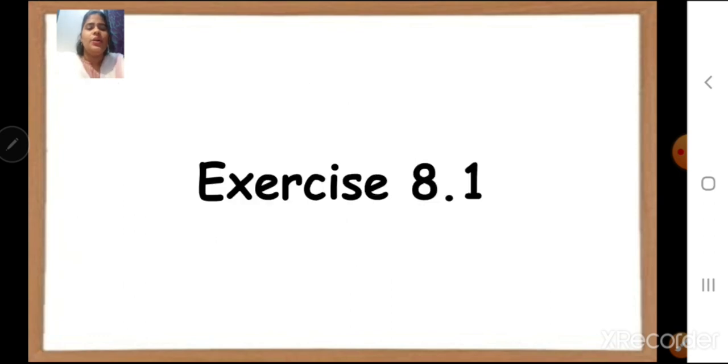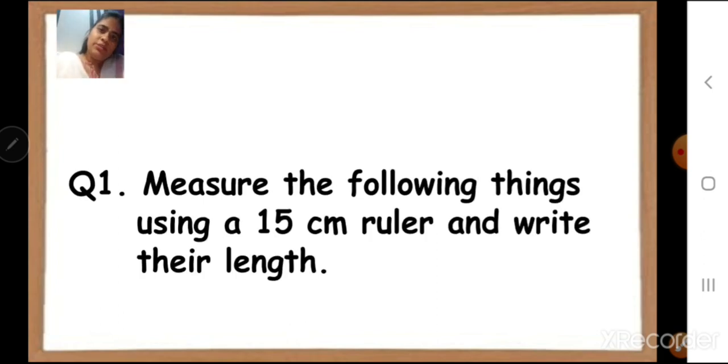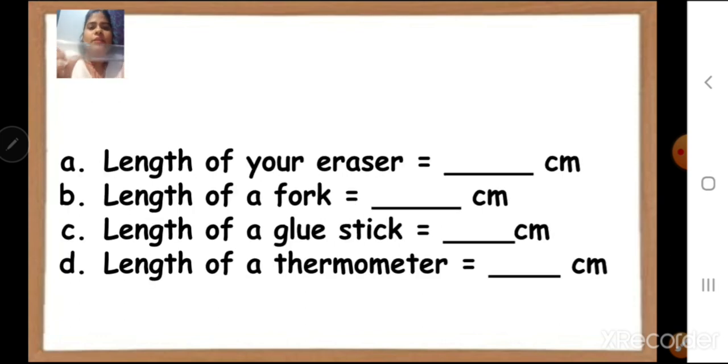Now we are going to take out your textbook, and we are going to solve exercise 8.1. Children, we are going to solve only question number 1 today, which is: measure the following things using a 15 centimeter ruler and write their length. So you all have a 15 centimeter ruler in your hand, correct? Now children, if you try to find the answer at your home, it may be different from mine. So you can write your answer also, or you can copy from mine.